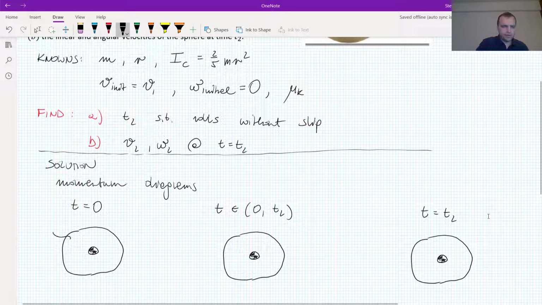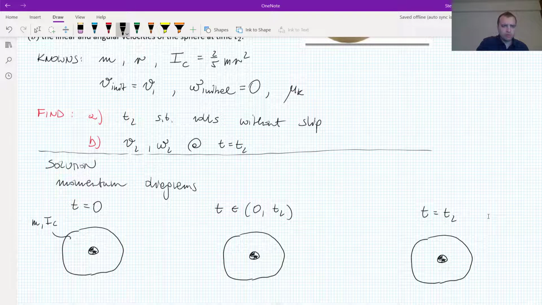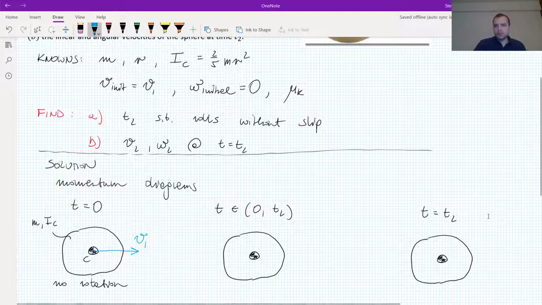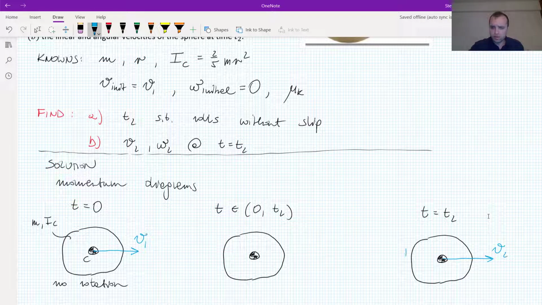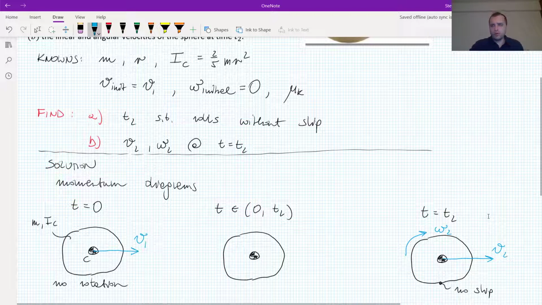Our sphere definitely has mass and moment of inertia about point C. And our linear velocity is v1. And we have no rotation here. In the end, we will have velocity v2 and some omega 2. And our sphere does not slip in here. No slip. And that means that our omega 2 will be equal to v2 divided by r.